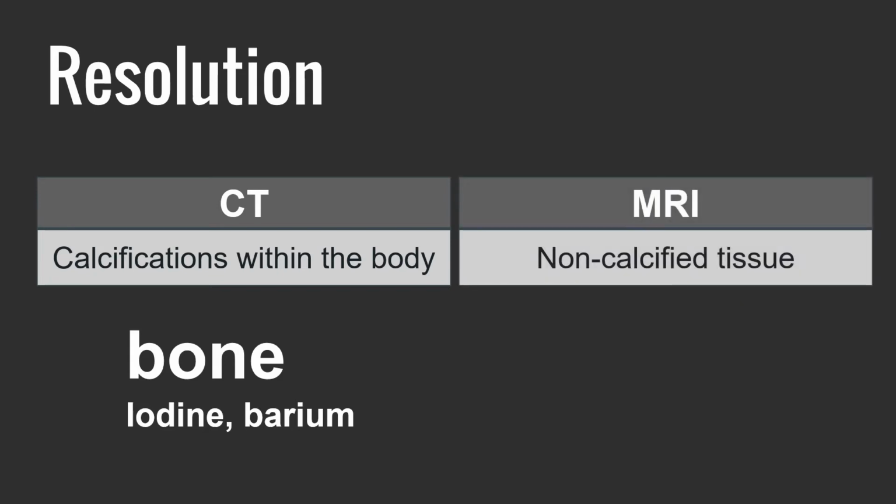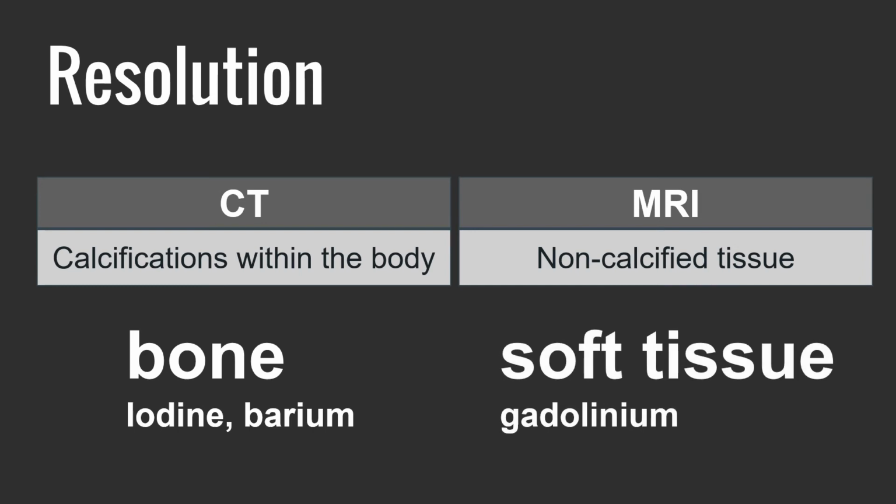MRI uses non-ionizing radio frequency signals to acquire images, so it is best suited for non-calcified tissue. Contrast agents for MRI are those which have paramagnetic properties, for example, gadolinium.